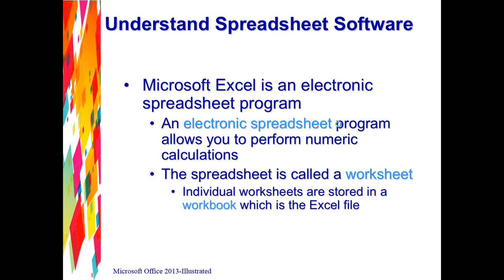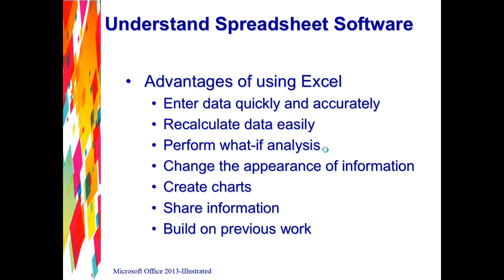And of course, in Excel, the electronic spreadsheet that you work with is what we call a worksheet. It is contained in the file for Excel, which is called a workbook. The file extension that a workbook has is .xlsx. So if you see a file name followed by .xlsx, then you know that that is an electronic spreadsheet used in Microsoft Excel.